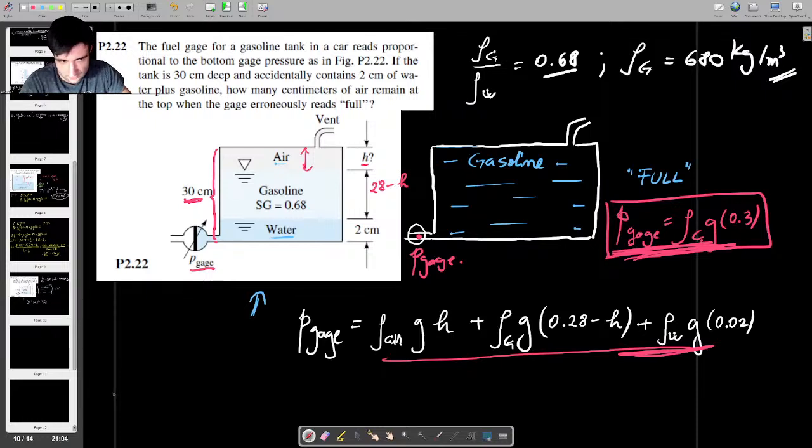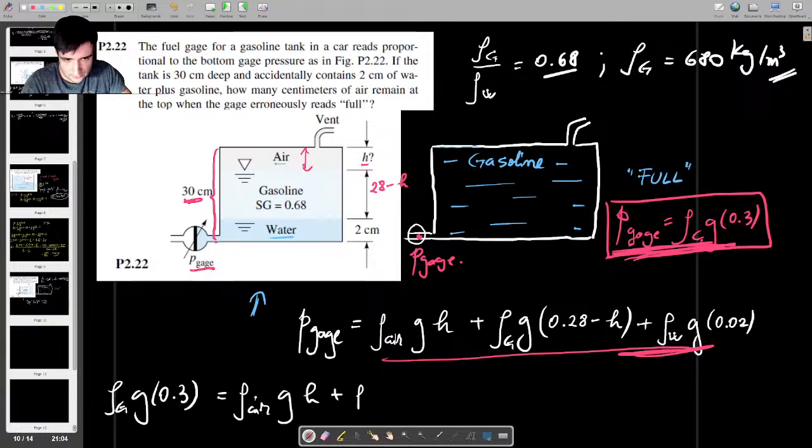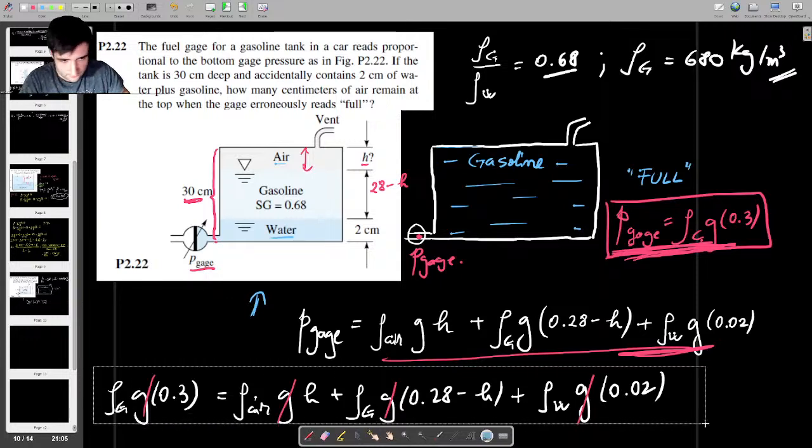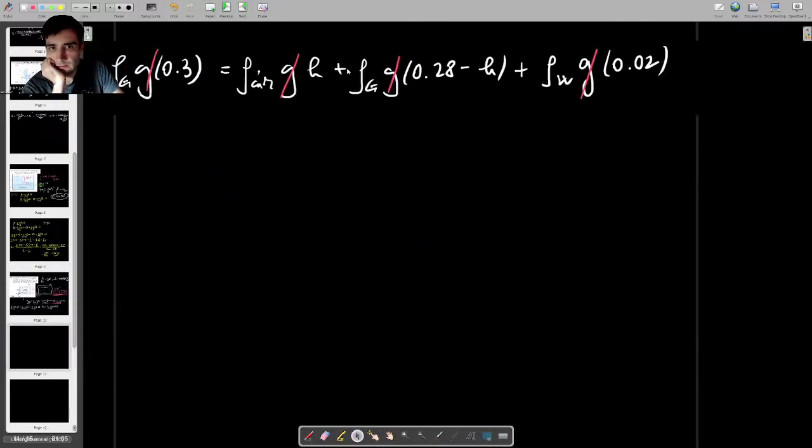So we have density of the gasoline times g times 0.3 equals, and then all those things. So density of air, g h, plus density of gasoline, g, and then 0.28 minus h, plus rho W g, and then we have 0.02. Okay, I can cancel out the g, and then we have to rearrange to get h out.